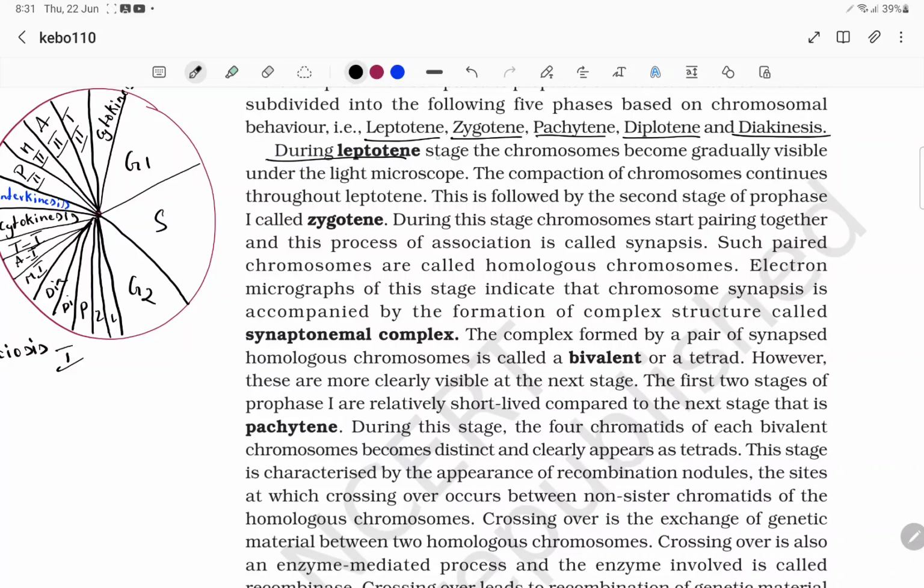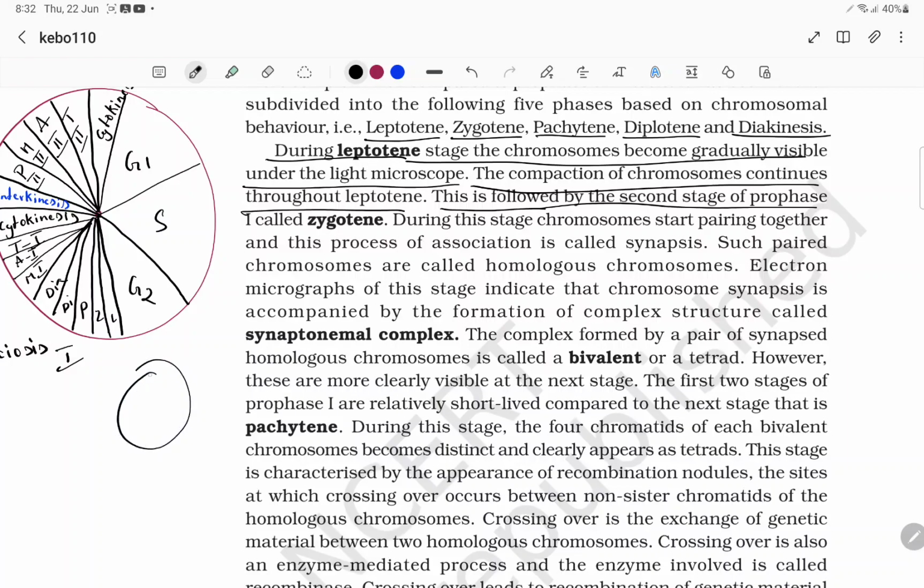So let's see leptotene. In this stage, the chromosomes become gradually visible, even under a light microscope. The compaction of chromosomes continues during leptotene, and it is followed by the second stage of prophase. In the previous NCERT textbook, it is given as bouquet arrangement. The nucleus will have a bouquet arrangement, so like this arrangement will be there.